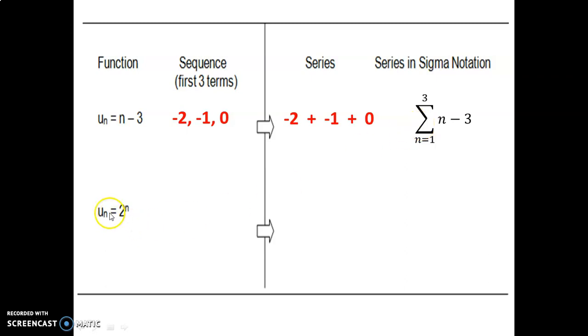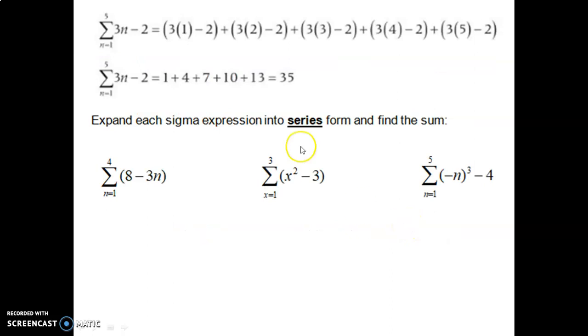Okay, let's try that for this one. What are the first 3 terms of this sequence produced by this function? Well, they are 2, 4, and 8. Because if you put a 1 there, you get 2 to the first power, 2. If you put a 2 here, you'll get 2 to the second power, 4, and so on. Now in series notation, we're just adding the terms in the sequence. And then in sigma notation, we're finding the sum of 2 to the n power, so the sum of that rule using n values of 1, 2, and all the way up to 3. Okay, I hope that makes sense. We're going to use that in some other problems here.